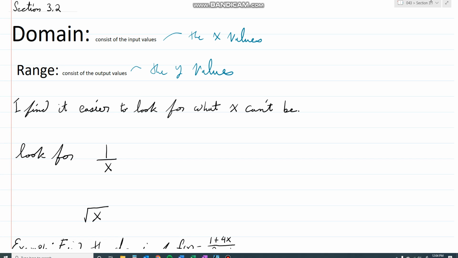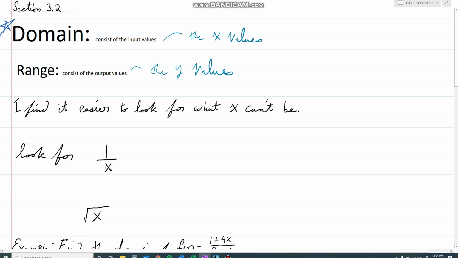Okay, in this video, I'm going to start talking about domain. In the previous video at the end, we did briefly talk about domain and range. Again, domain has to do with the x values, range has to do with the y values. I personally find it easier when I'm looking for domain. Again, domain is really what we're going to be focusing on in this class.